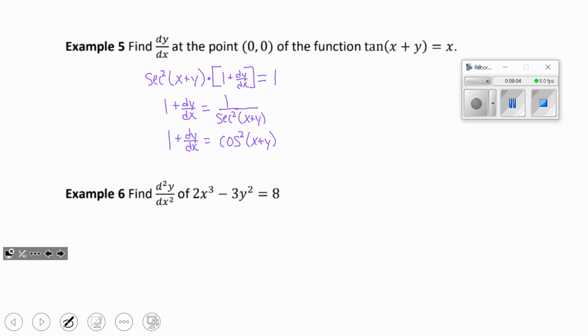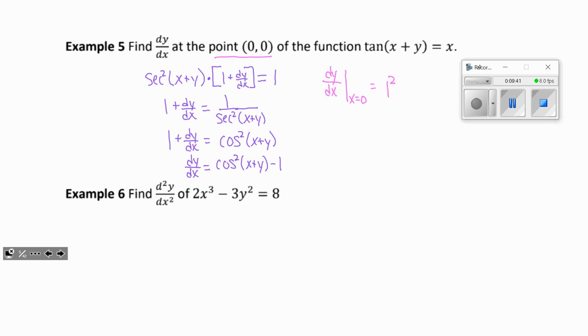So now when I solve for dy/dx, that is going to give me cosine squared (x + y) minus 1. And now it says evaluate dy/dx at the point (0, 0). So I'm going to plug in 0 for x and y. We're going to say cosine of (0 + 0), cosine of 0 is 1. So I'm going to say 1 squared minus 1. Oh, it looks like 0 is what I get.